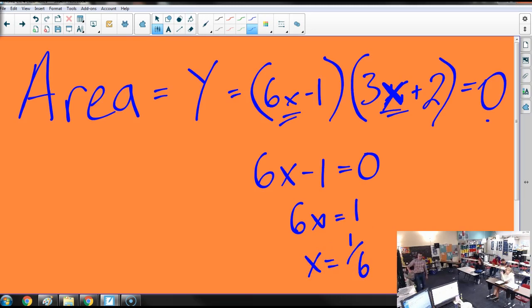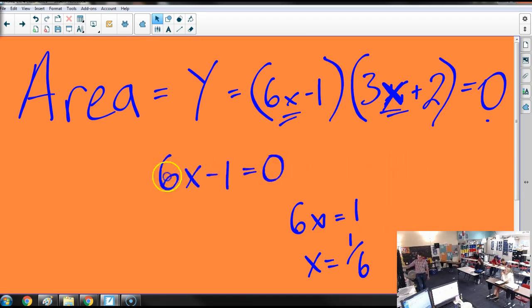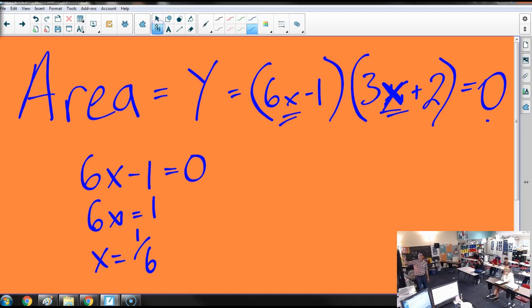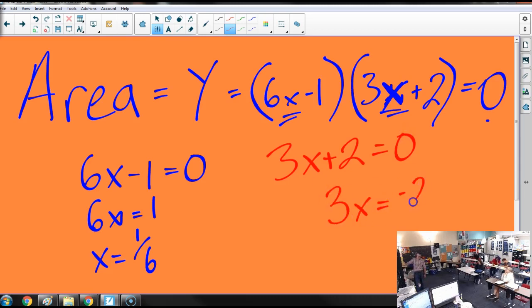If we set the other binomial equal to 0, and do 3x plus 2, this now becomes 3x equals negative 2. Wait, then why is it negative?